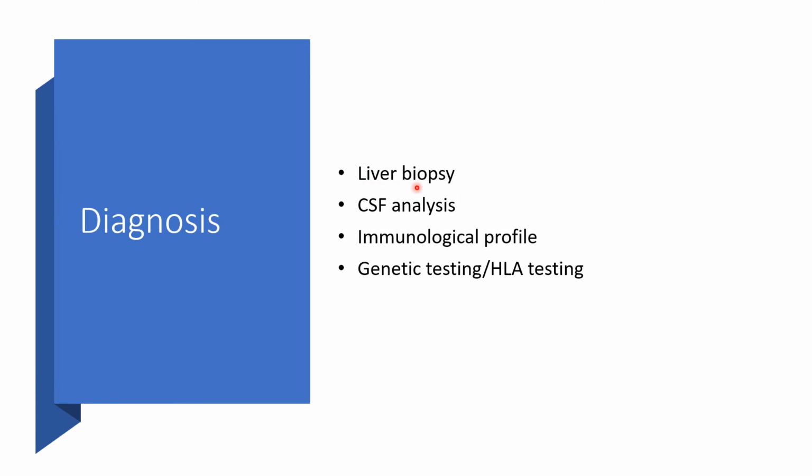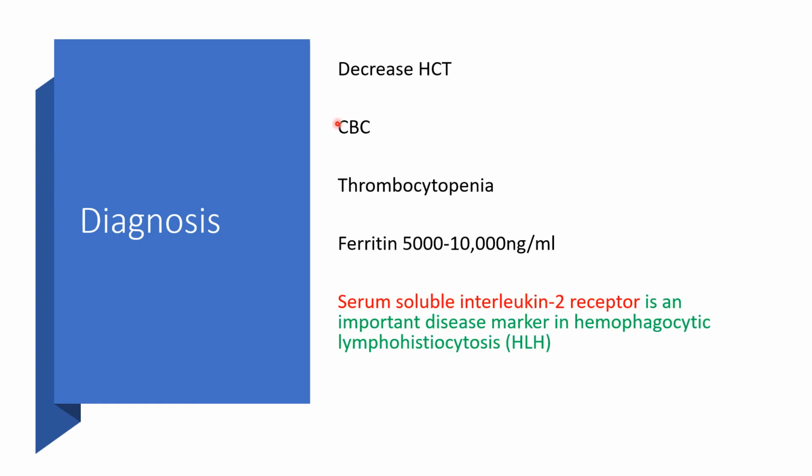We do liver biopsy, CSF analysis, like I've alluded to earlier, immunological profile, and of course, genetic testing and HLA testing. When the results are back, we want to see the level of hematocrit, which is expected to be low. What is the picture of the complete blood count? What's happening to the platelets? Because we're expecting thrombocytopenia.